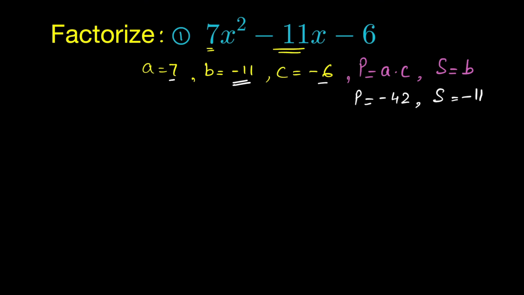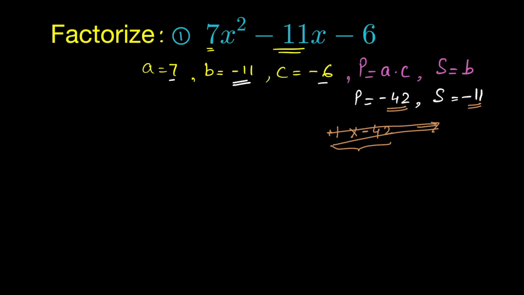Now we have to look for two numbers which when multiplied give us minus 42 and when added give minus 11. We always start checking the numbers in such a way that first we take 1 times 42. Since we want the product as minus 42 and the sum as minus 11, let us take 42 as negative and 1 as positive. When you add these two numbers, it is not going to be the same as minus 11. That means this is not working for us.